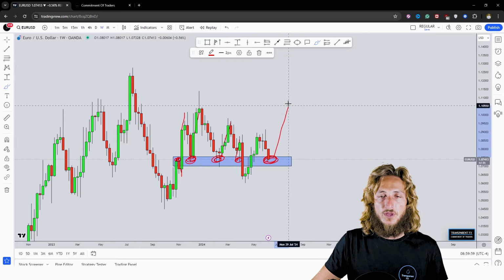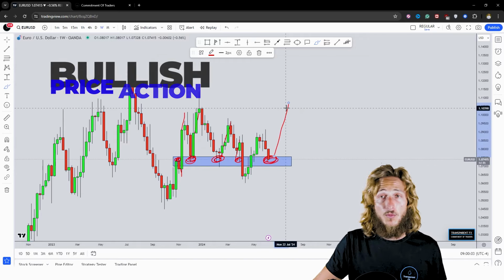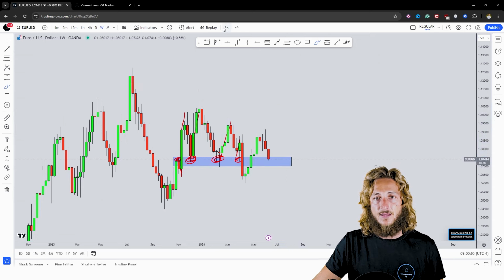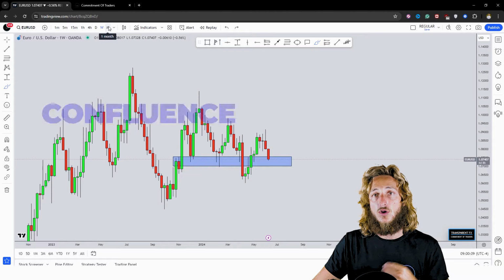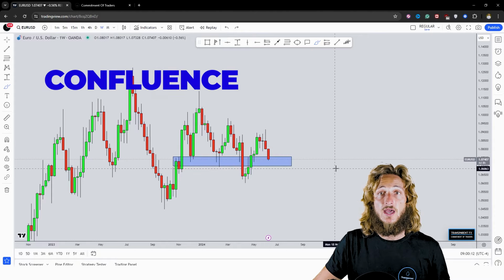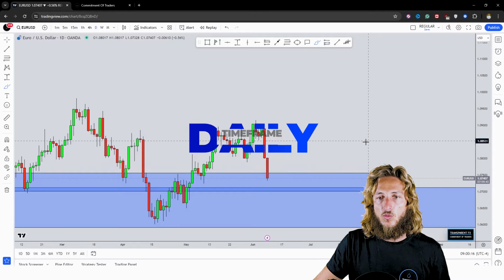So there is a good probability of getting a potential rejection to the upside away from this weekly support and demand area, which at that point would also reject the monthly confluence of support, which we have just identified. Dropping down on the daily time frame, what do we see?